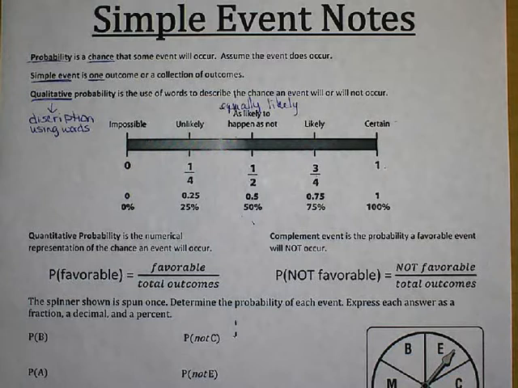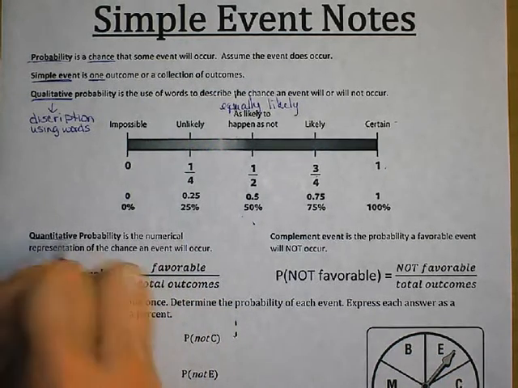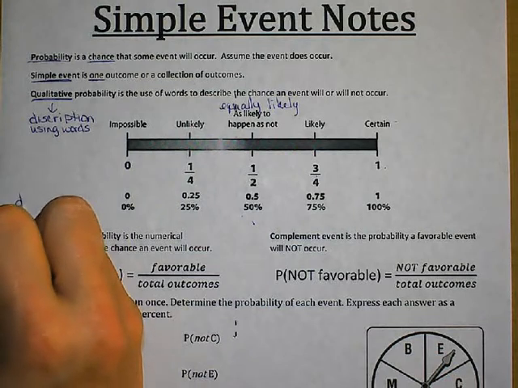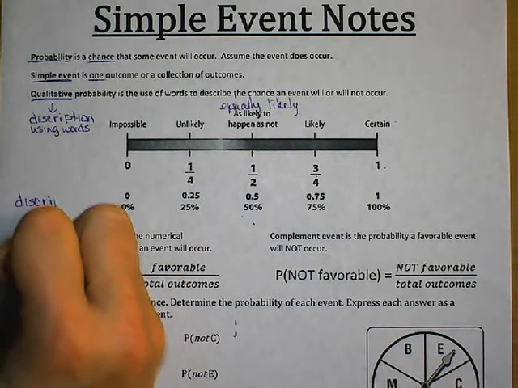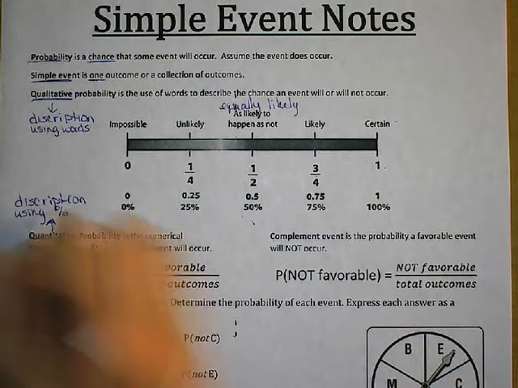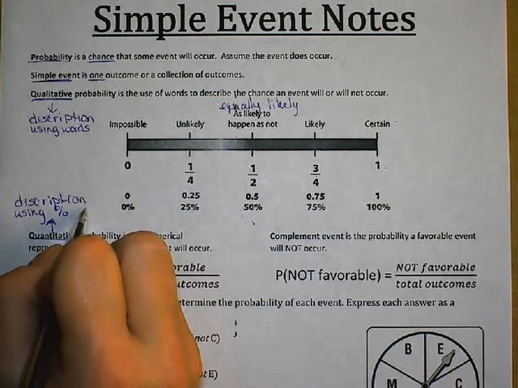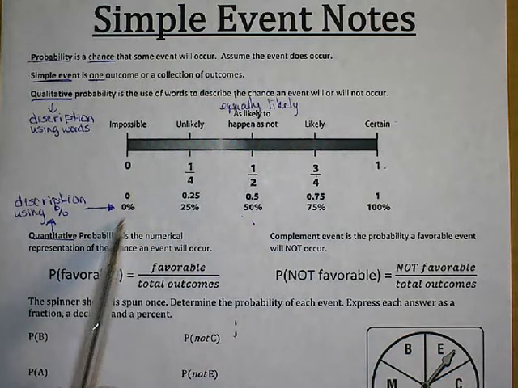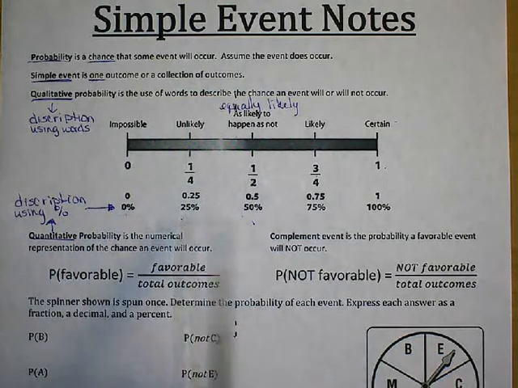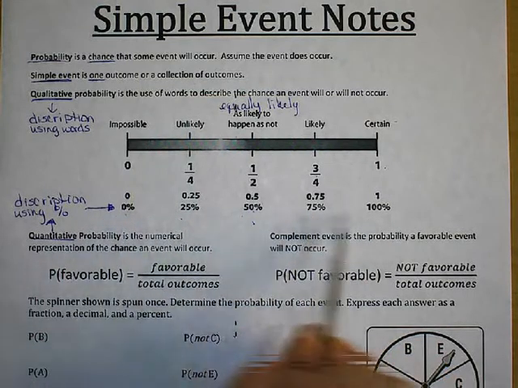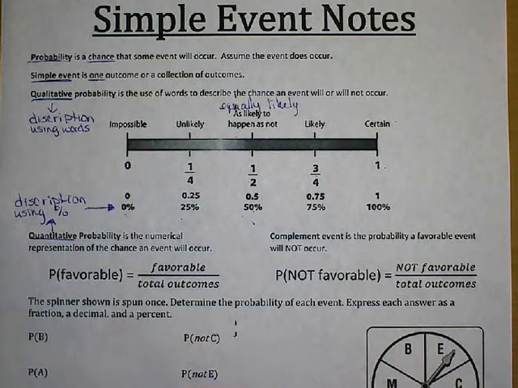When you look at quantitative probability, quantitative probability is the numerical description. So it is a description using percent. So if you notice, all of our quantitative is down here at the bottom. You have 0%, 20%, 50%, 75%, and 100%. But you know what? We can use numbers all the way in between.